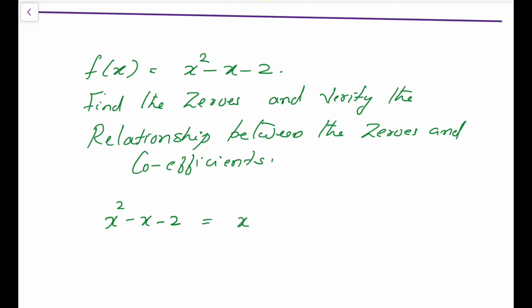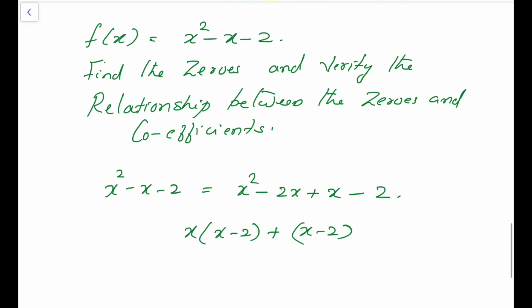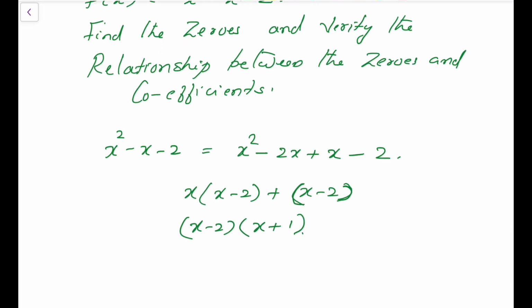So x squared minus x minus 2, this can be written as x squared minus 2x plus x minus 2. So x into x minus 2 plus x minus 2. So this will be equal to, x minus 2 is common, we'll take it out, and then you are left with x in the first term plus, here only x minus 2 is there, we have taken it out, it is 1. So x plus 1. This is the factorization of this polynomial.